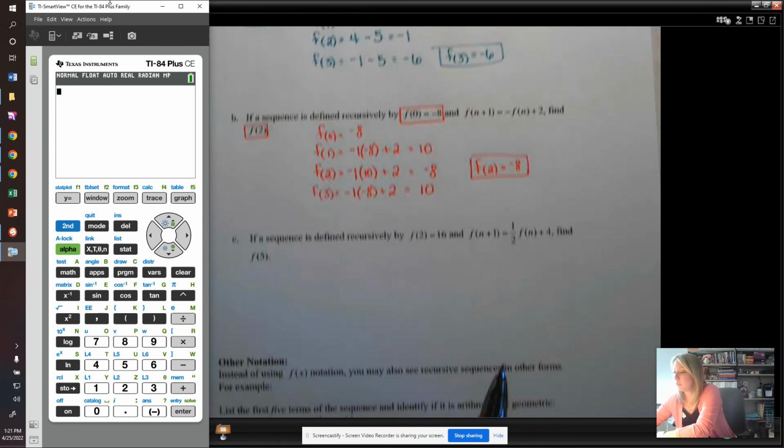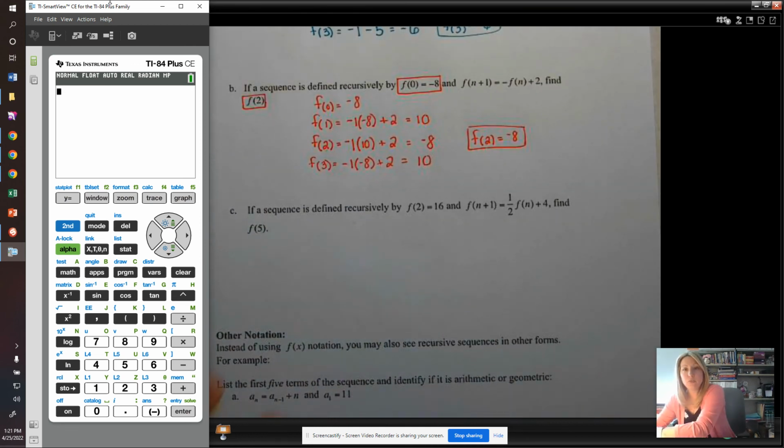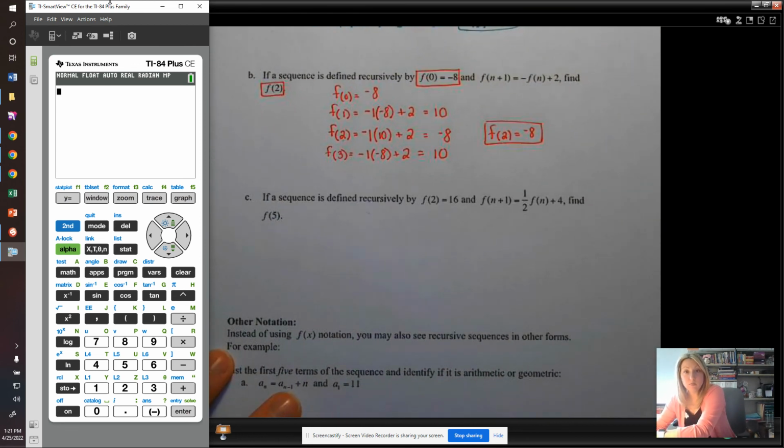All right, why don't you see how you do on C, which is tough, but I want you to see how you are. So pause it here. See if you can plug into C. And then I'm going to do the last one, which is one more new type of notation for a recursive sequence. Go right ahead, pause it here, try C.